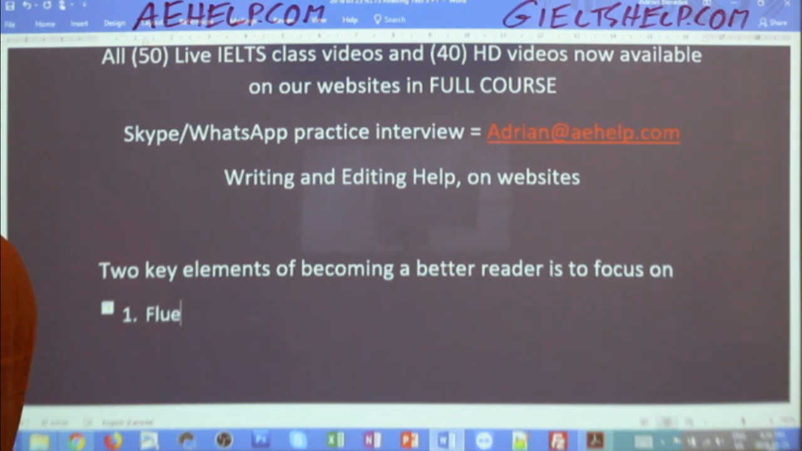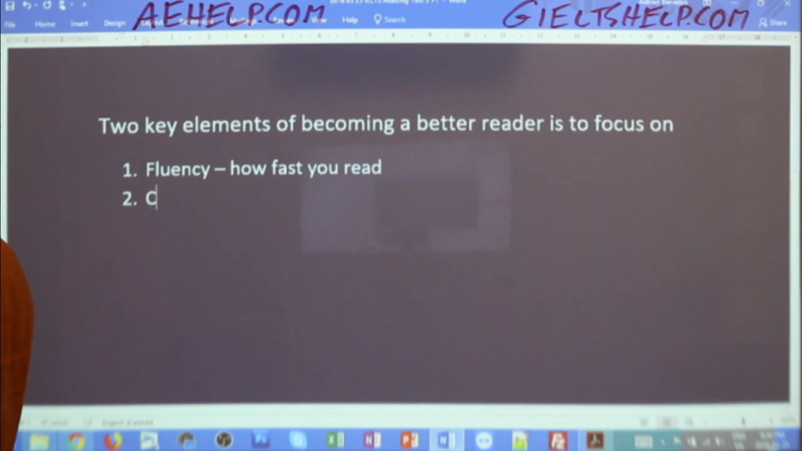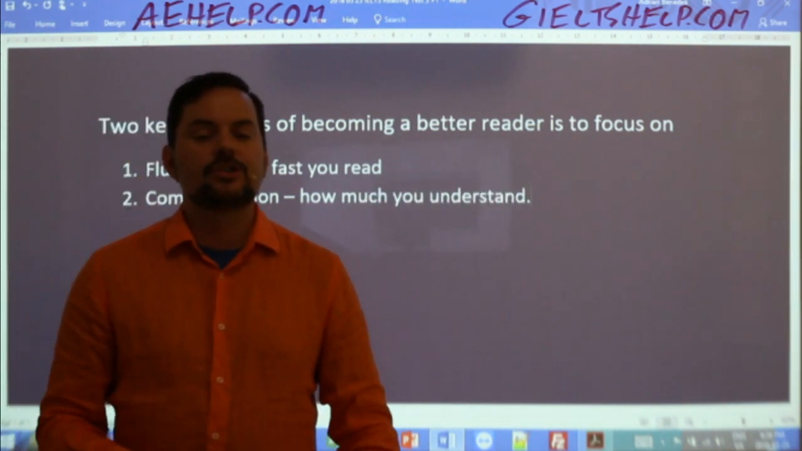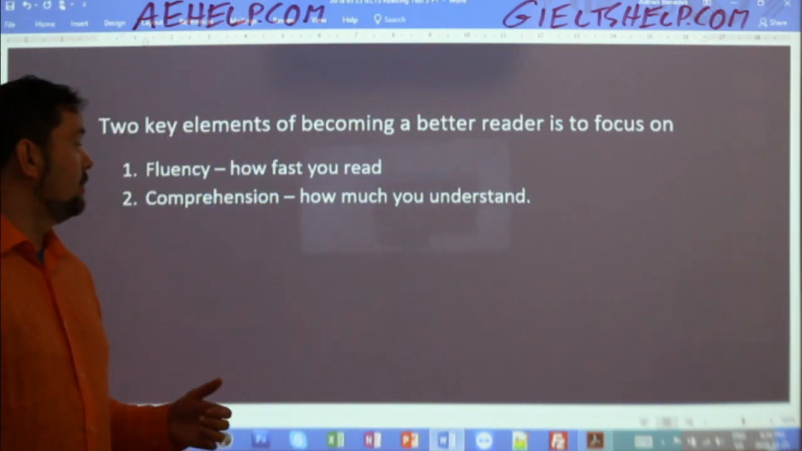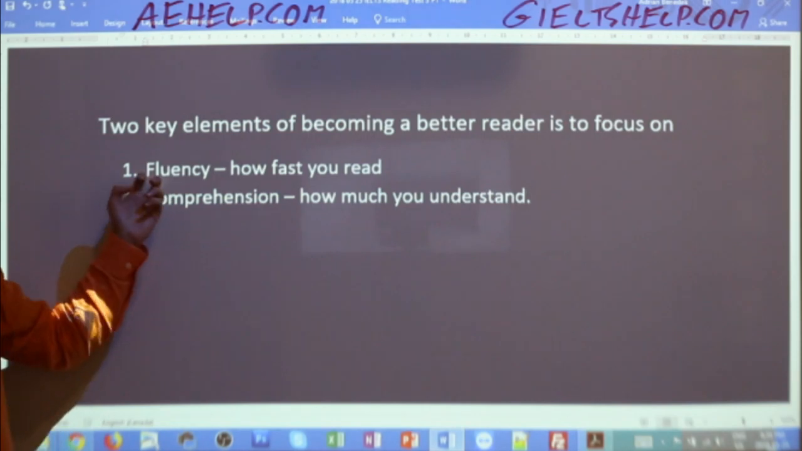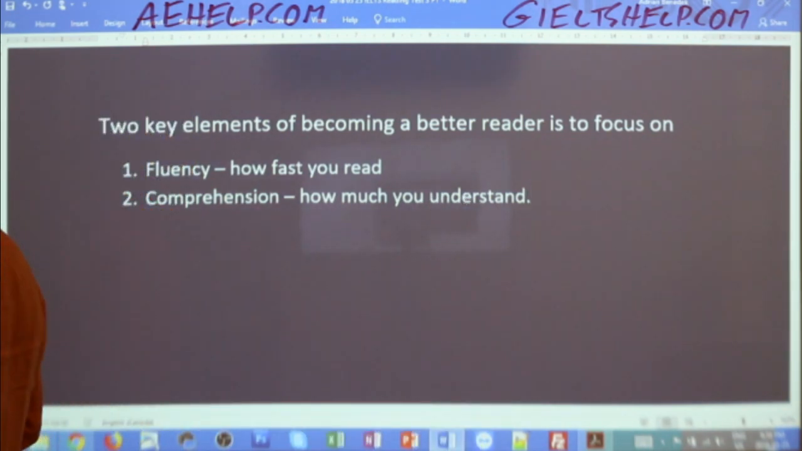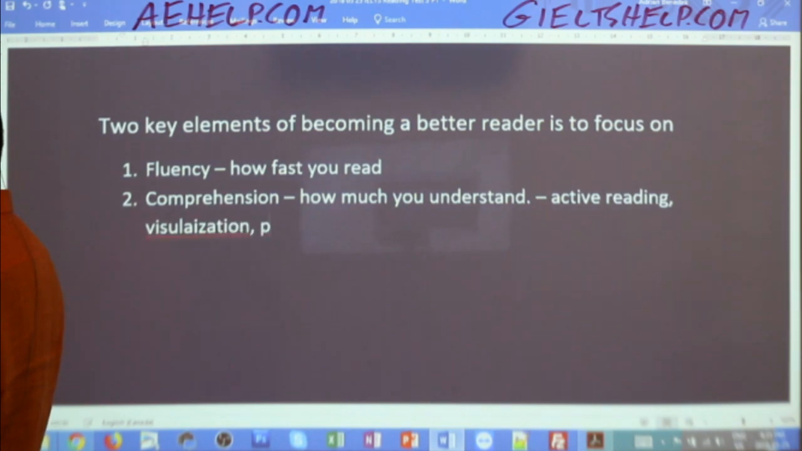The first one, of course, it doesn't matter, there's no order here, but we can say it's fluency, so how fast you read. Okay, and the second element is comprehension. How much you understand. Okay, so when students practice their reading, they really need to realize that you have to break that into two parts. One is fluency, reading faster, and then the other one is comprehension, actually understanding how much you read. And with comprehension, of course, there's active reading, there's visualization, there's paraphrasing, and some other techniques, okay?